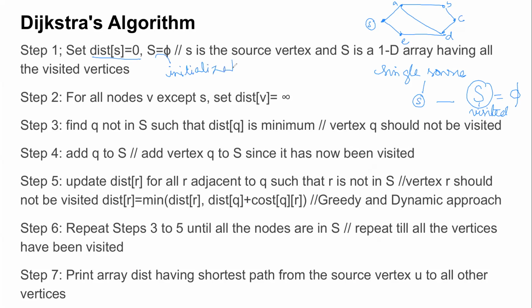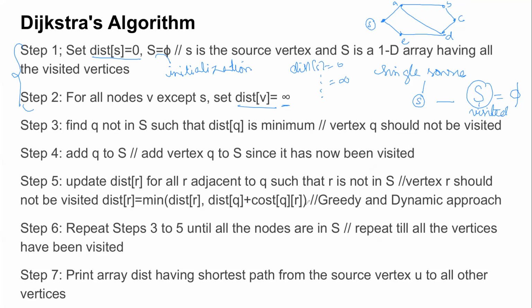What is the initialization step? Whatever source from which you want to find the shortest path to every other node, you initialize its distance to 0, and the visited set of vertices is still null because you have not visited anything. Now, both step 1 and step 2 are initialization. For all other nodes, since you have not actually visited them, currently keep their distance as infinity because you have not yet explored and you don't know the weights of those edges. So the distance of the source from itself is 0 and all other vertices are currently unreachable, or their distance is infinity.